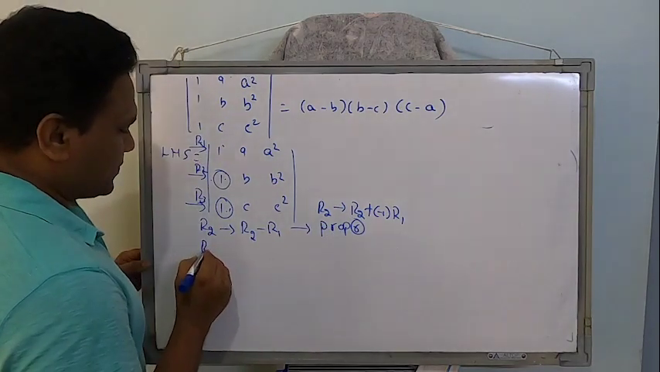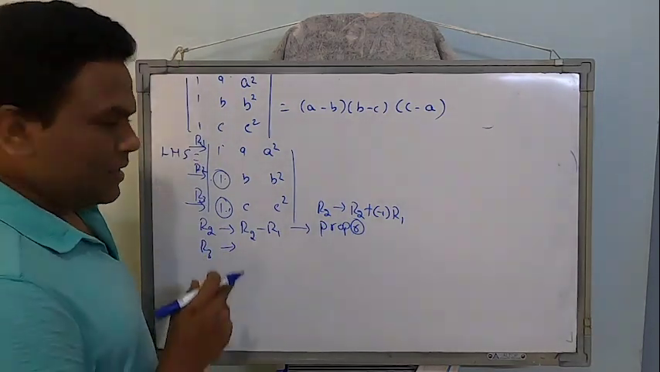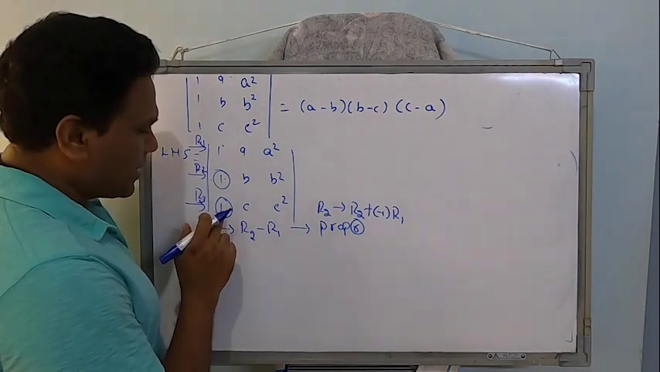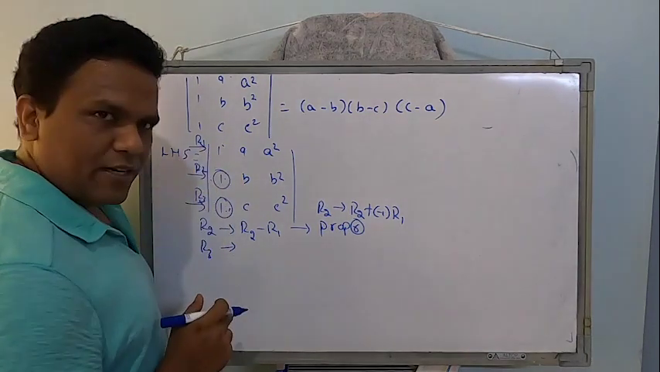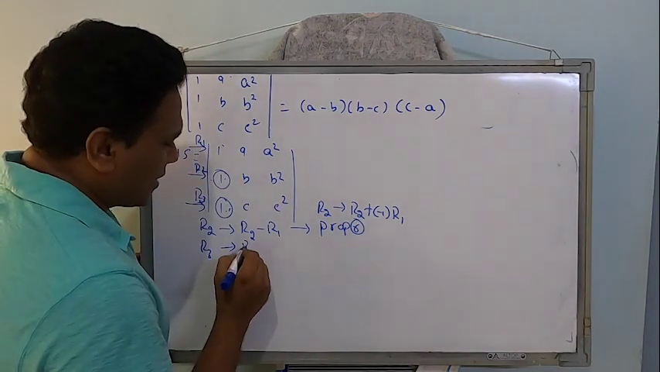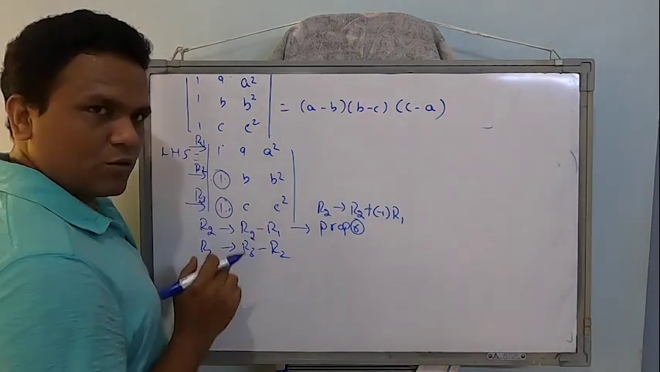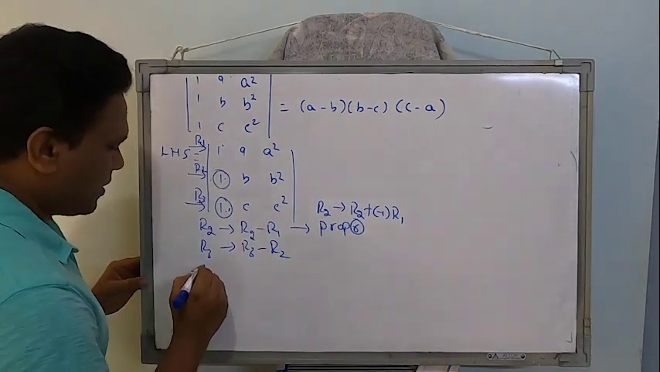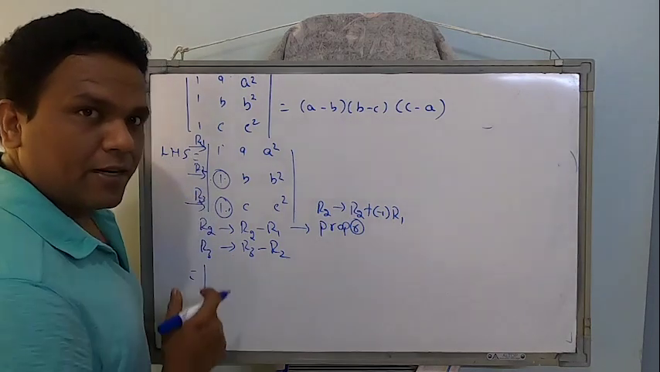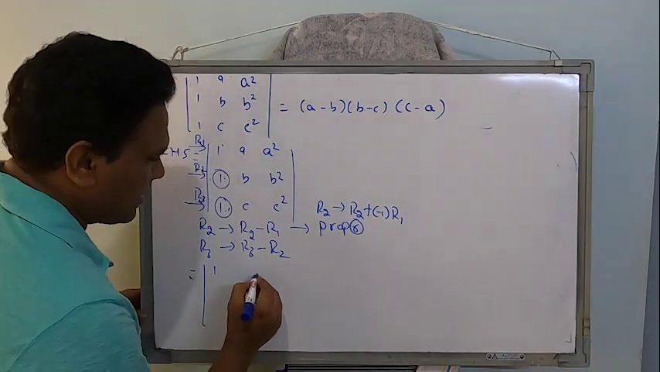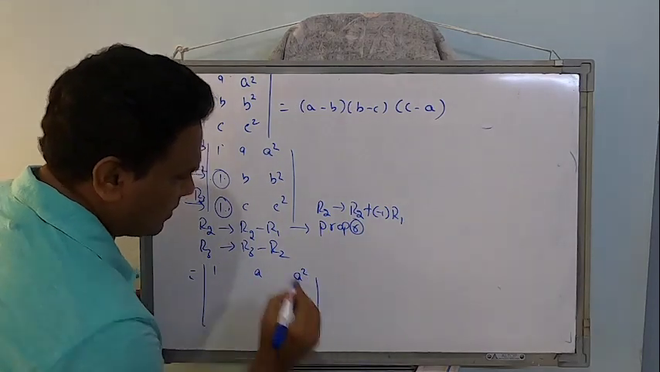Now for R3, there are 2 options. Either I can go for these 2 to get 0, or I can subtract these 2 to get 0. So my option for R3, let me go with R2. Now, the operation is applied row-wise, so you write the elements row-wise also. First row, no change: 1, 1, 1, a, b, c, a square, b square, c square.